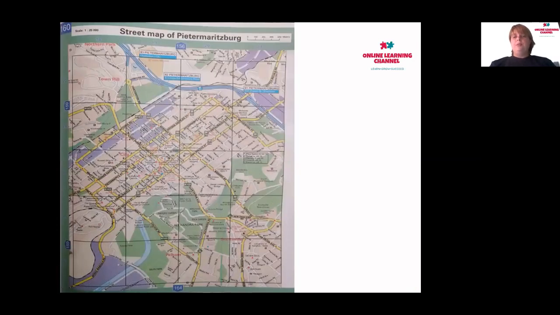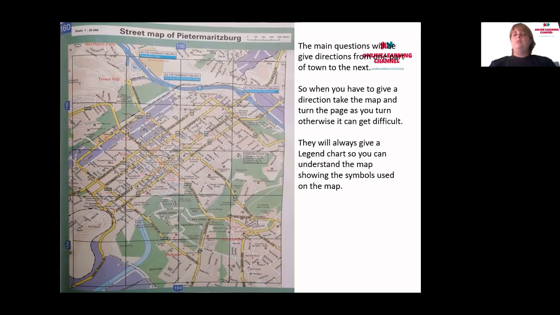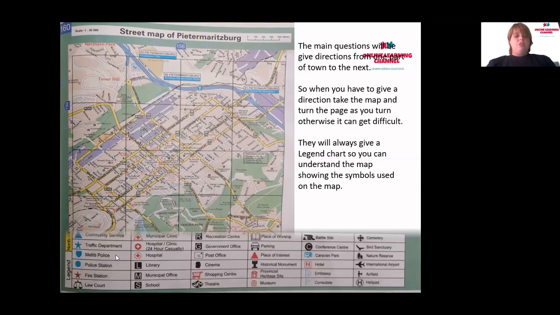With every street map, you always get a key to understand it. What will the questions be? The main question will be to give directions from one part of the town to the next part of the town. The easiest way for me to give directions is to take the page and turn it as you turn. If you don't turn it as you turn, you're going to give the wrong directions. They will always give you the chart. Here's a chart to show you, okay, a star means that's the traffic department. A cross inside a red circle, that's a hospital. This will show you exactly the important places that you want to go to.